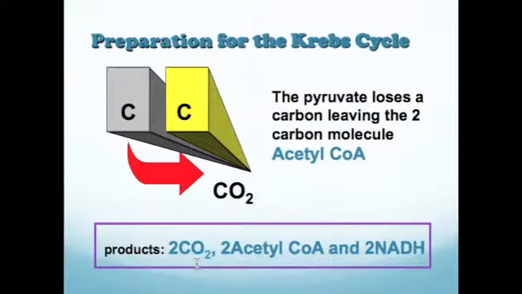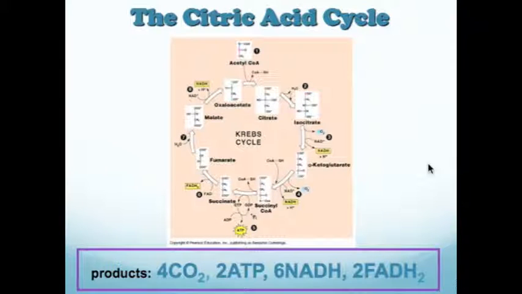Now acetyl-CoA is 2 carbon chains long. This means that per pyruvate I have lost 1 carbon dioxide. So overall I've lost 2 carbon dioxide, and I also create 2 electron carriers in the form of NADH. So following on from the pre-Krebs, we have the citric acid cycle.